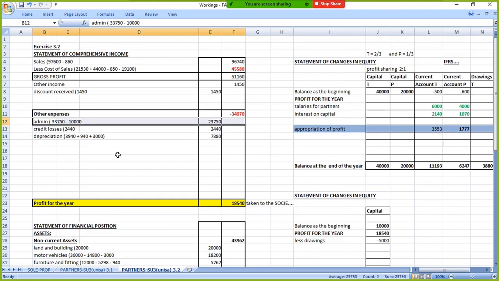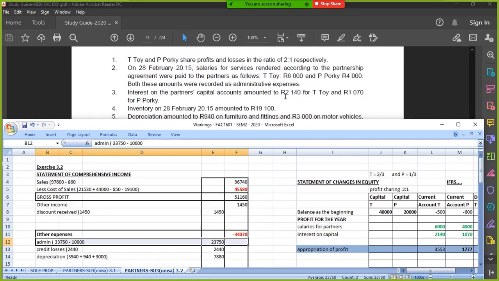Okay, the admin expenses. But then 10,000. What did they say in the question? Was that recorded? Let's go look. Okay, additional information here. They tell you that the 10,000 was agreed to be paid to the partners as follows. Both these amounts were recorded as admin expenses. Okay, so if they're both recorded as admin expenses, you'd have to remove it. So I'm going to take it out from admin.